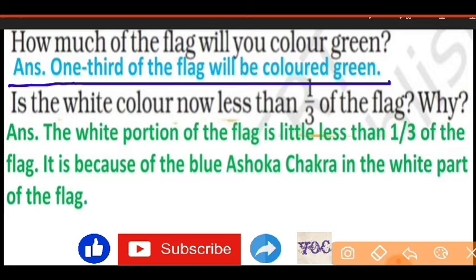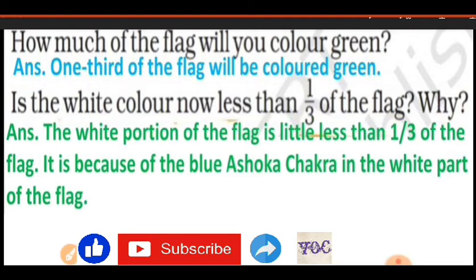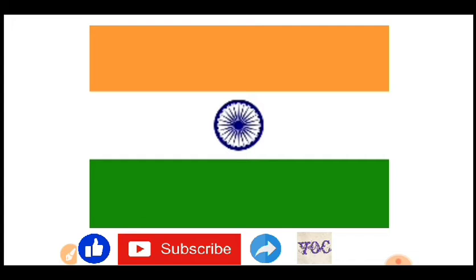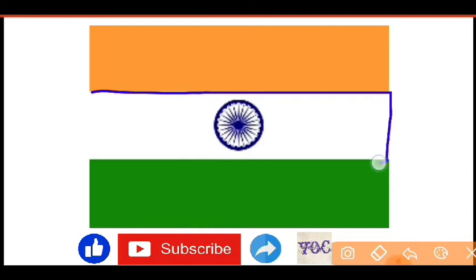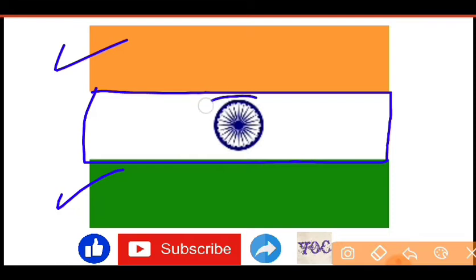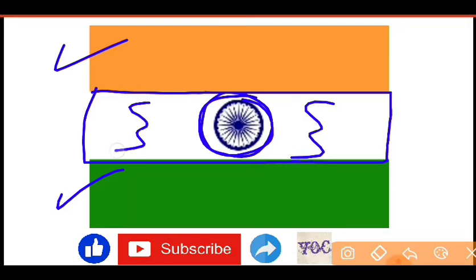Next, the last one of this is the white color. Is it less than 1/3 of the flag? Why? So what is the problem there? Yes, you can see this white portion is not the same as this saffron and green. Why? Because of this Ashok Chakra. You can understand this now. It is going to take some space. Okay, it means this white one is a little less than this 1/3 and this 1/3.